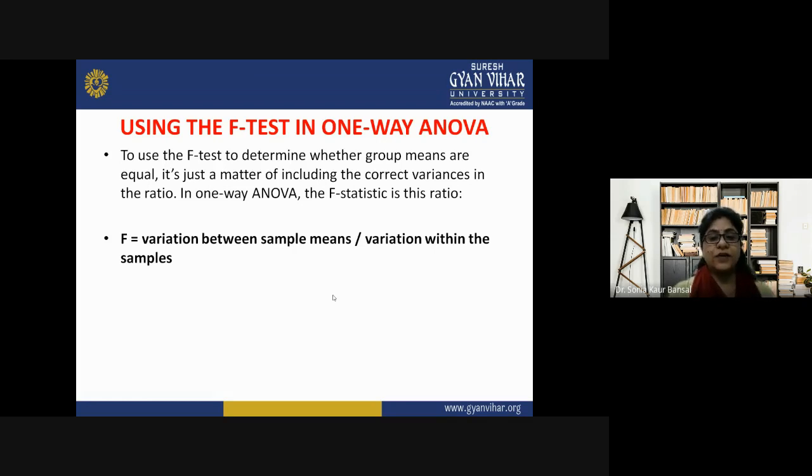So F equals variation between sample means, how much variation is there, divided by variation within the sample. Just remember this in that way. So in that case, we are using the F test.